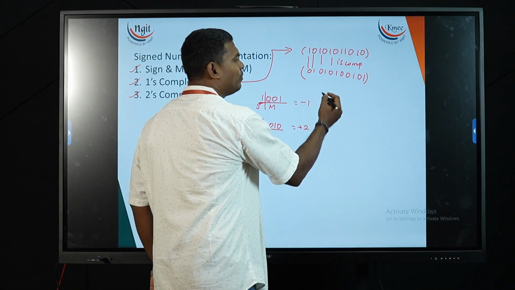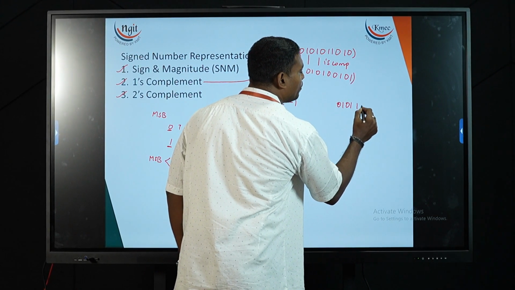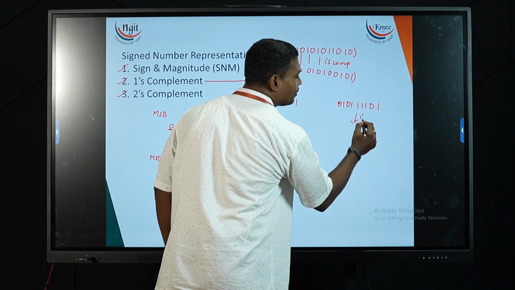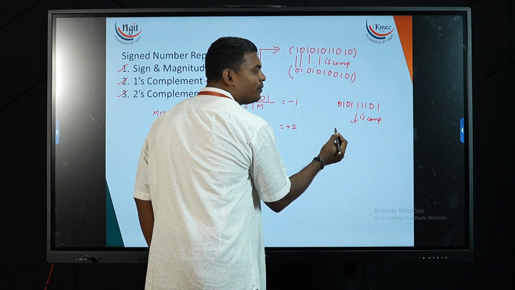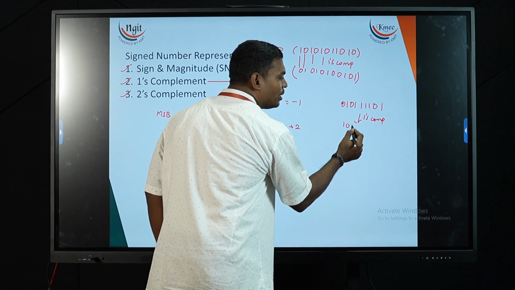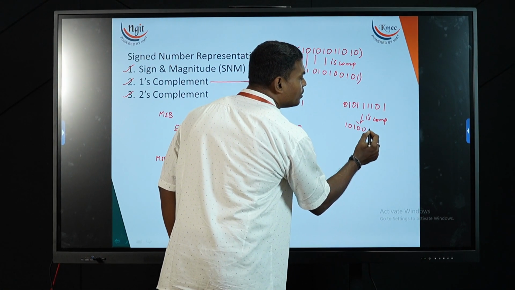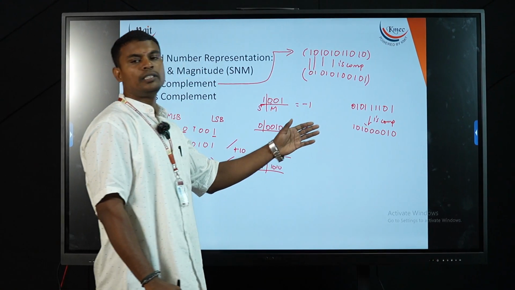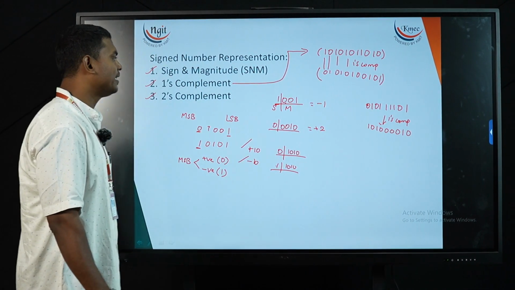Similarly, one more example for 1's complement. If I wanted to represent 01 01 111 01 and perform 1's complement on it, what can be done? Replace 0 with 1 and 1 with 0. So this becomes 10 10 0 0 0 1 0. Just replace 0 with 1 and 1 with 0. So this is what the 1's complement technique is.